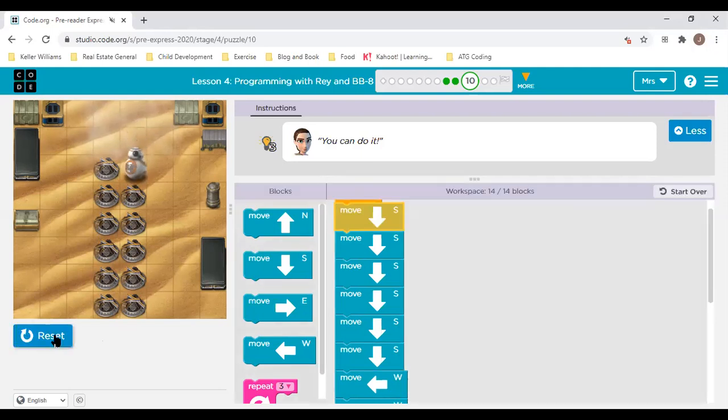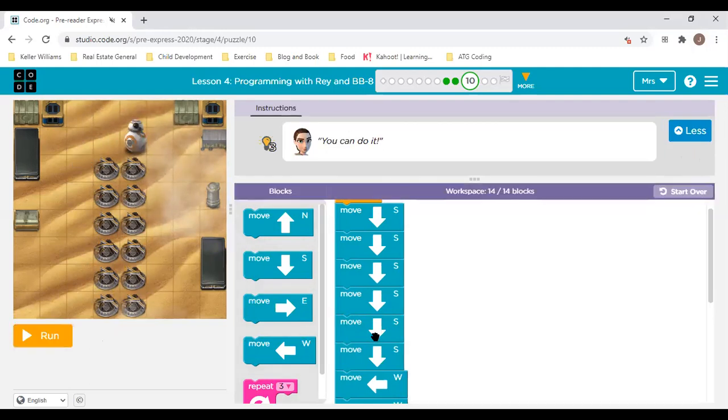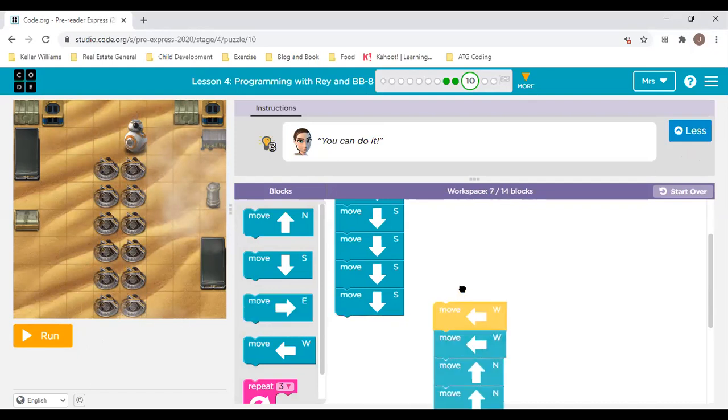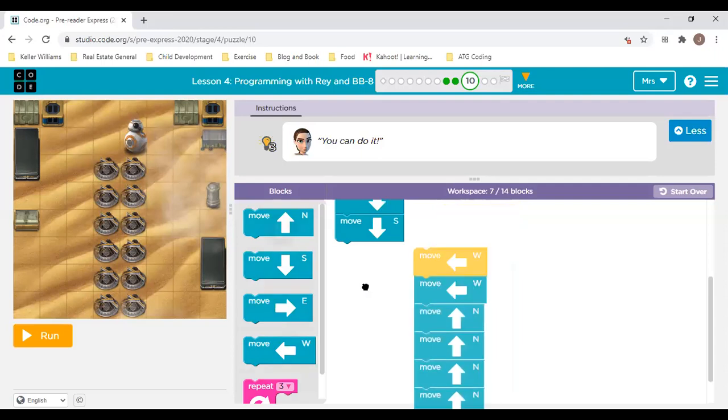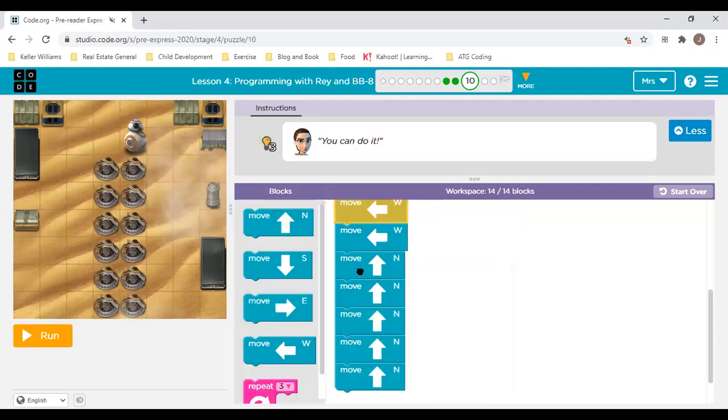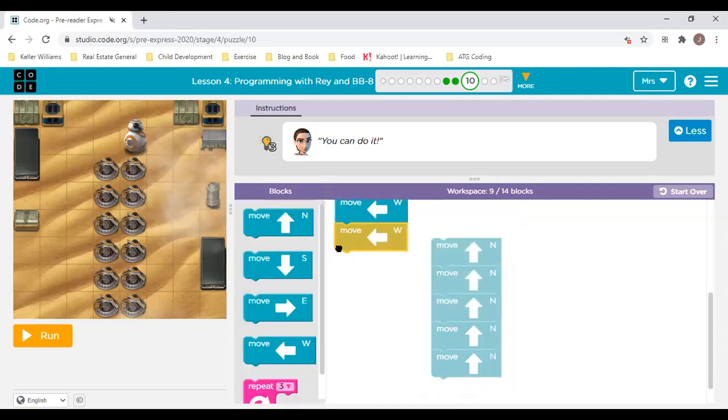1, 2, 3, 4, 5, 6. Oh, do you see it's going west too many times? So we need to take out one west block. See, we said west here, but it only needs to go one, not two. So let's remove one west block. Let's do it like this.